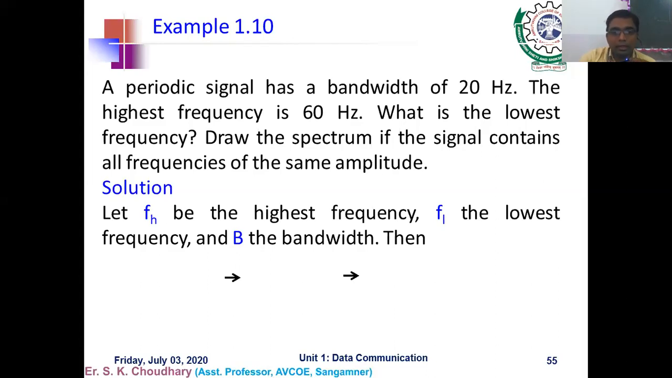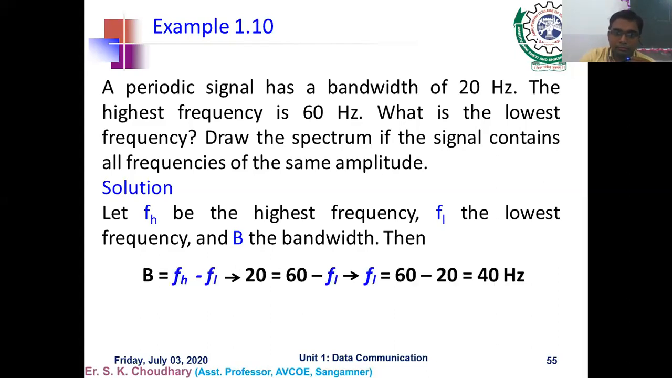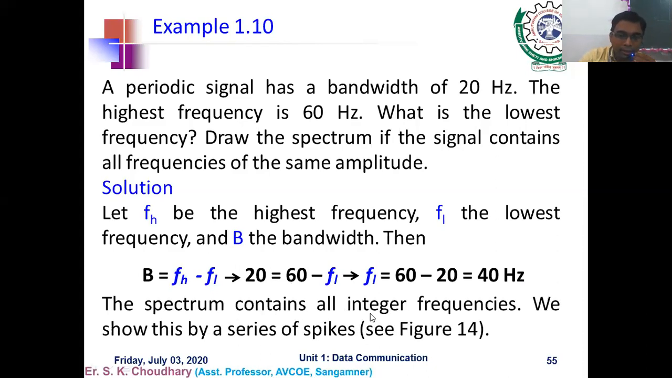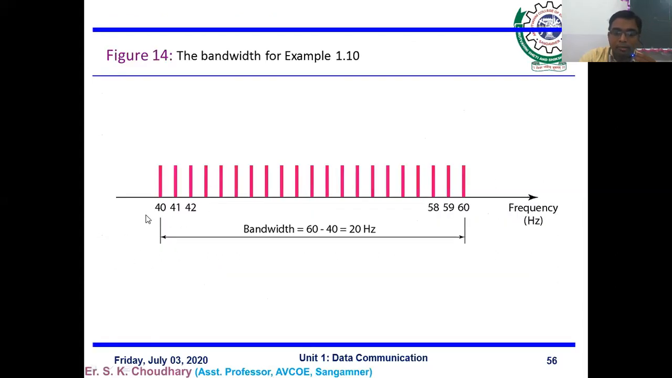40 hertz. Yes, correct. Simple calculation: bandwidth is equal to FH minus FL, 20 is equal to 60 minus FL, so FL is equal to 40 hertz. And this spectrum contains all the integer frequencies. See the series of spikes in the next diagram, from 40 hertz, this is FL, and FH is 60 hertz. In between 40 and 60, because it has a 20 hertz bandwidth, each and every frequency, 41, 42, 43, up to 58, 59, 60, has a spike of the same amplitude because it is a periodic composite signal.